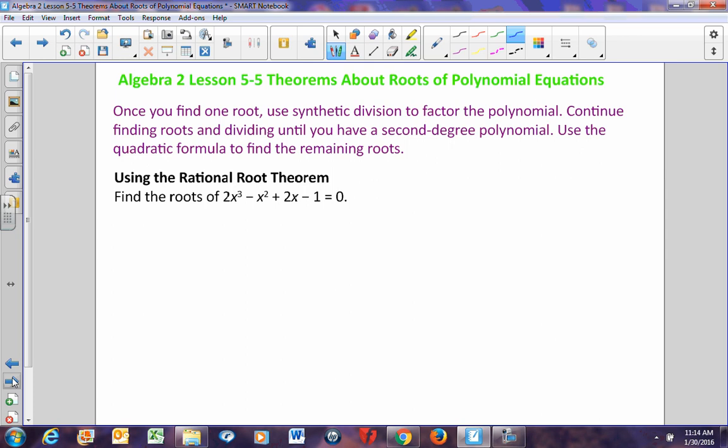Once you find one root, you can use synthetic division like I just did to factor the polynomial. You can continue finding roots and dividing until you have a second degree polynomial, and then you can use the quadratic formula to find the remaining roots. Unless factoring is much faster.